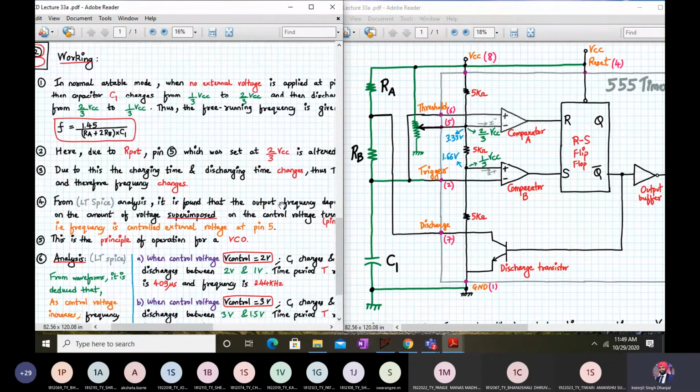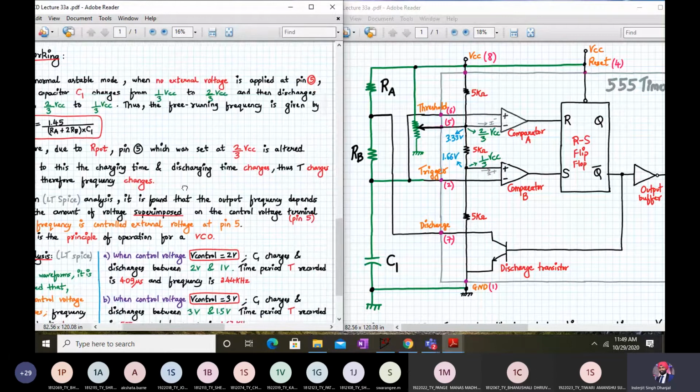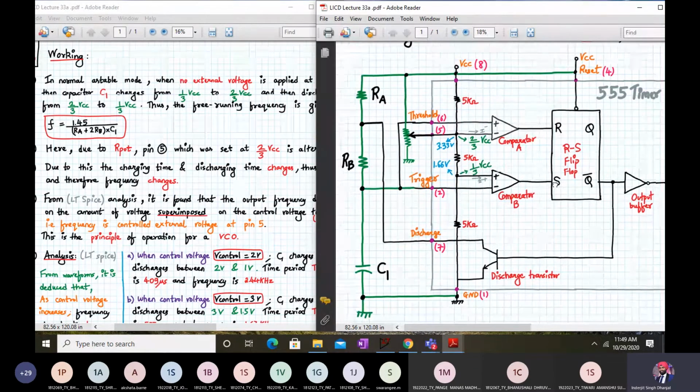So in short, the charging and the discharging time of your capacitor will change. Therefore, the total time period will change. Therefore, my frequency will change. It depends upon what my V control voltage is over here. Everyone understanding what I'm trying to say? So due to this V control voltage, I will explain this. Just keep faith.